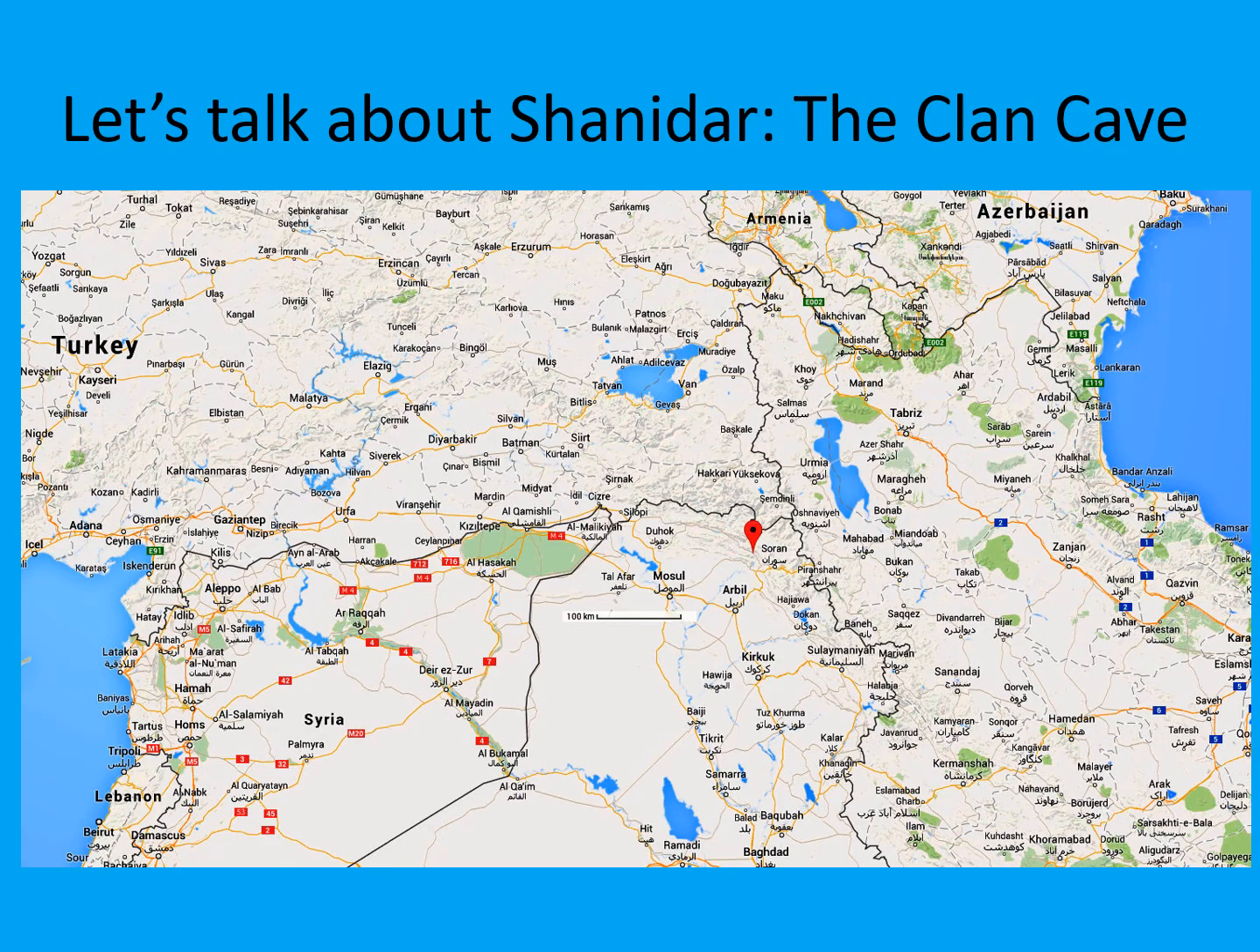So we'll talk a little bit about this place called Shanidar, which is more commonly known as the Clan Cave. Unfortunately, they don't have any really good maps of it, but you can kind of get it's just south and east of Turkey in a general sense, and it's marked by that little red dot that you see down in there.